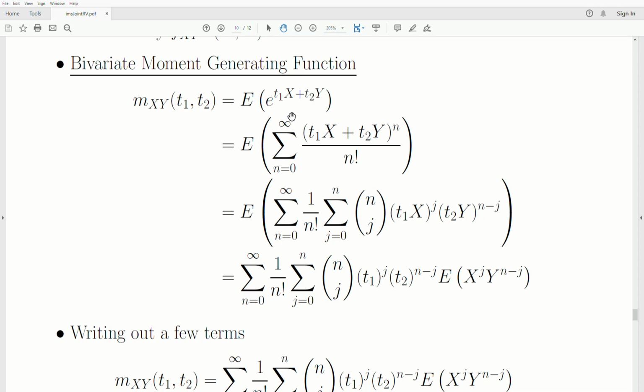Now, in a lot of cases, you just leave it as the definition, and then you either sum over all x and y times the density of x and y, or integrate over all x and y times the density of x and y. And you derive it like this. But what we're going to show is how to find moments using the moment generating function. And this last expression is easier to do that with.